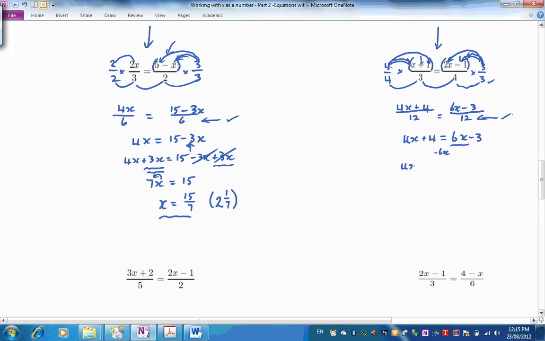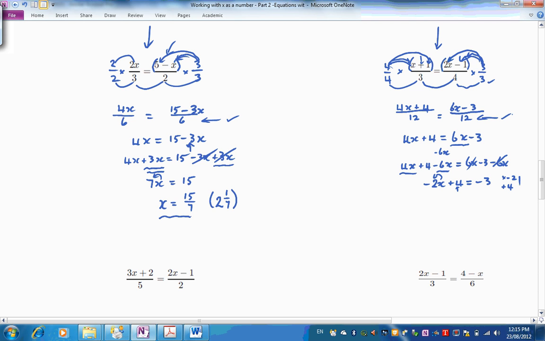So it would be on this side, 4x plus 4, take 6x. And over on the other side, 6x take 3, take 6x. Yes, it's worked. Wipe out. The x's are wiped out there, and you've got 4x take 6x is neg 2x plus 4 equals, over on this side, what's left? Neg 3. So do you remember? X has been multiplied by neg 2, and 4 has been added.